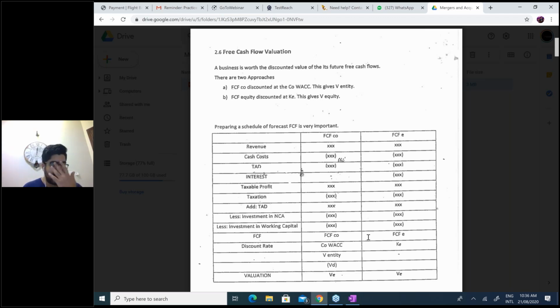When you take revenue and deduct cash costs and TAD, the format moves towards interest, but I just want to make things a little easier for you. You reach operating profit. After operating profit, there's interest and taxable profit, then tax paid, add back TAD, investment in NCA, investment in working capital, and we get FCF. If you're doing FCF to company, don't deduct interest. If you're doing FCF to equity, deduct interest. Discount this FCF by the discount rate. For FCF to company, the discount rate is WACC, else it's Ke. You get the value of the entity, and deduct the value of debt from that to get the value of equity. We'll be doing a question.